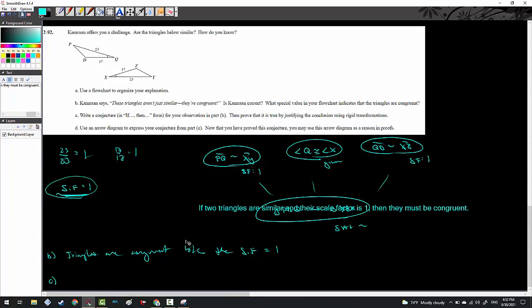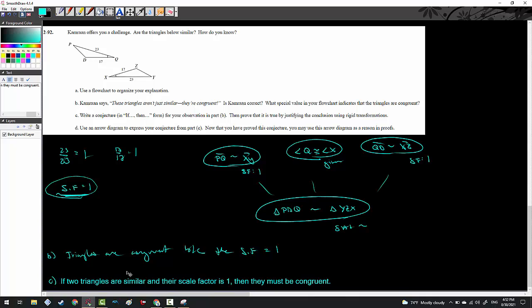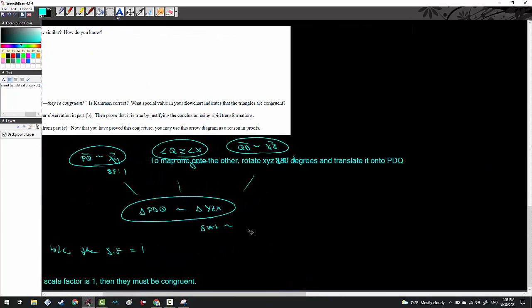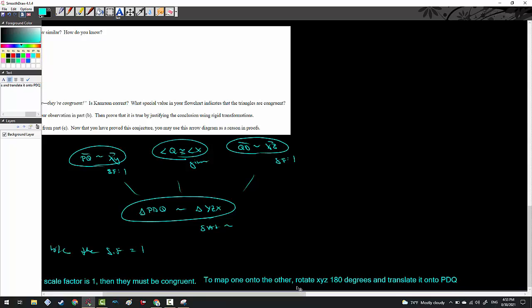And if we had to describe rigid transformations that map one onto the other, why don't we rotate XYZ 180 degrees and translate it onto PDQ. I'm going to scroll over that. Okay. And there you go.